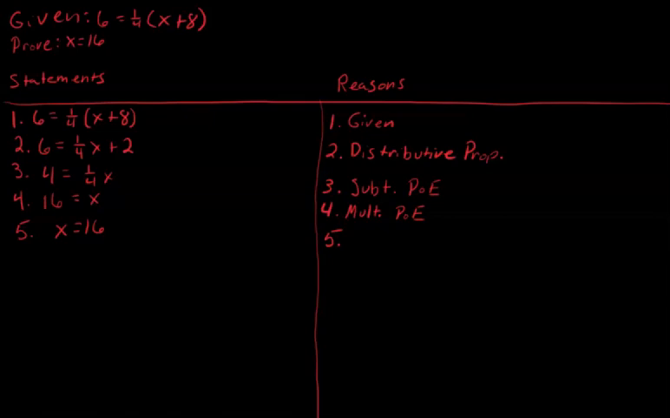How do we know that? This is one of those properties that's going to come up over and over and over again. It's allowing us to flip what's on either side of the equation. That is called the symmetric property.